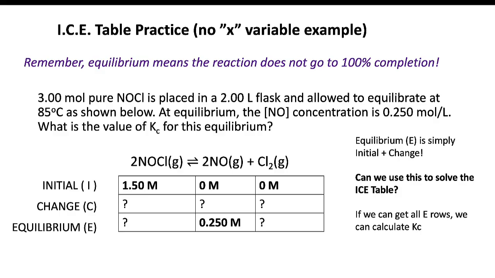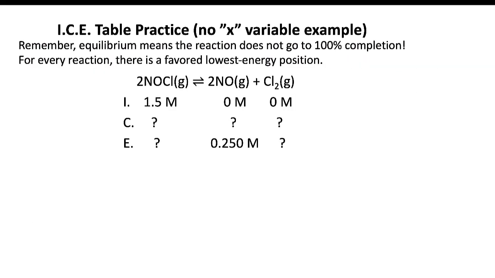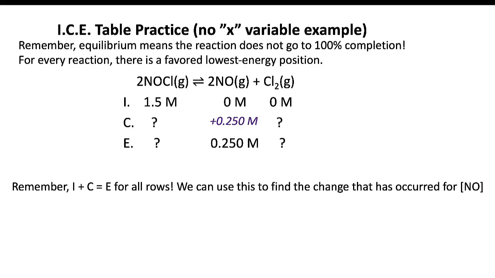All right, I hope you've been able to give it a bit of a chance here. So remember, this is sort of our initial setup for this ICE table. And the first thing I would look at is, well, we know that the nitrogen monoxide goes from 0 molar to 0.25 molar. And that means that 0.25 molar has been formed.